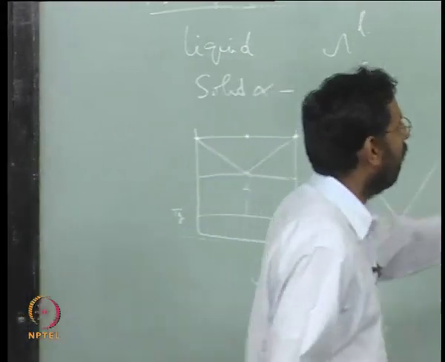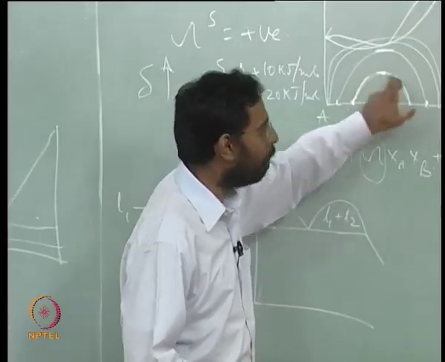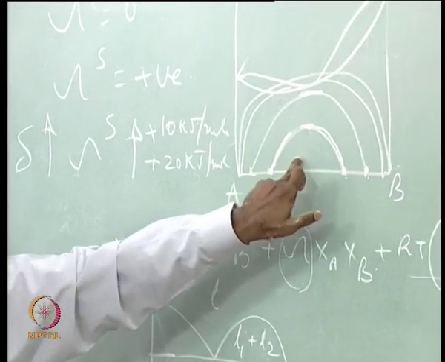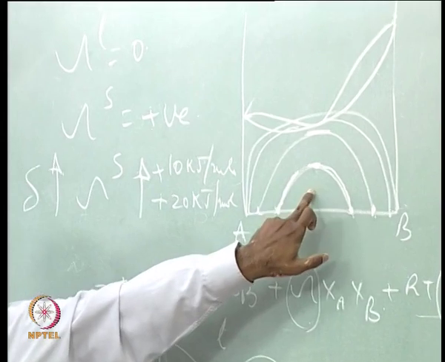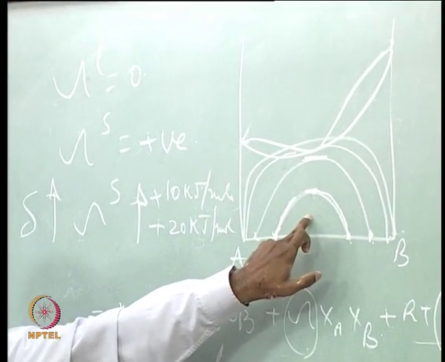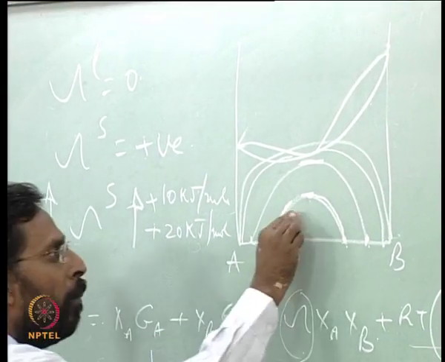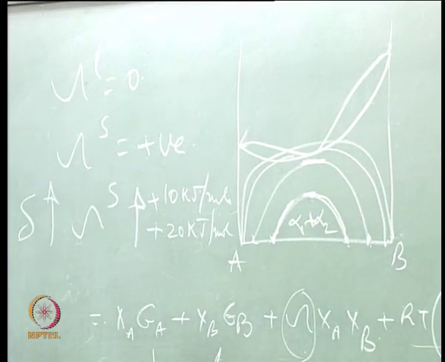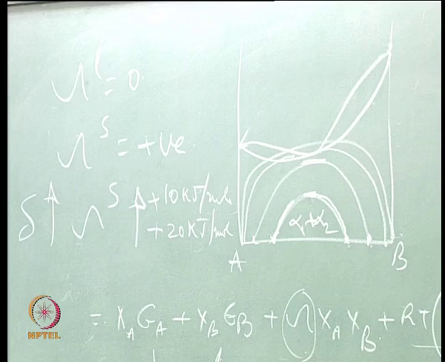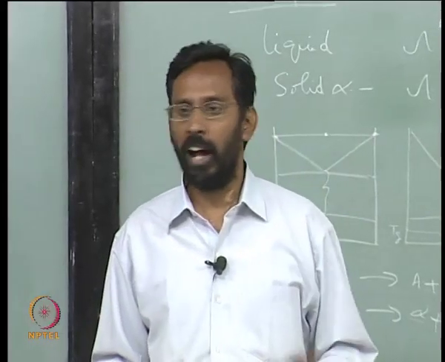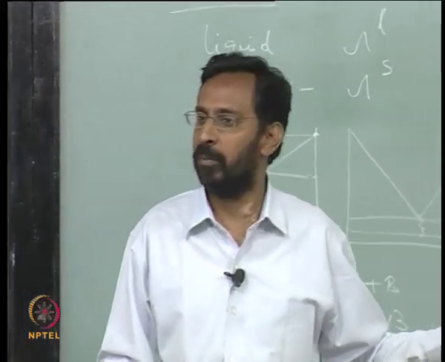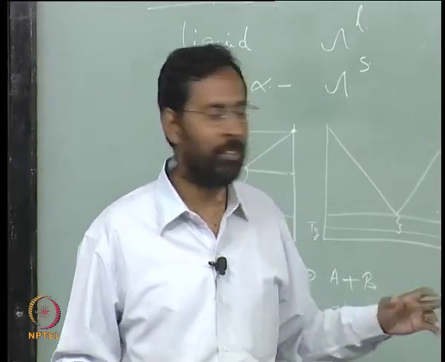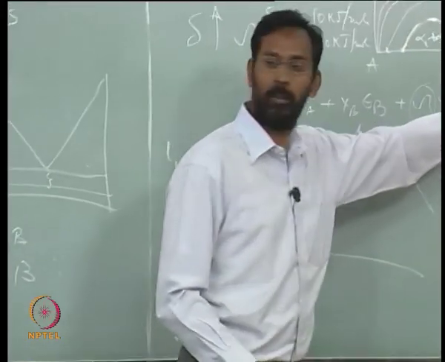So, that is why, when I say a miscibility gap in the solid state, what is there within the miscibility gap? Two solids, we call them alpha 1 plus alpha 2, and interestingly both of them have the same structure, because on both sides the two pure metals have the same structure, otherwise you would not have got an isomorphous system. The fact that it is isomorphous indicates that A and B have the same structure.